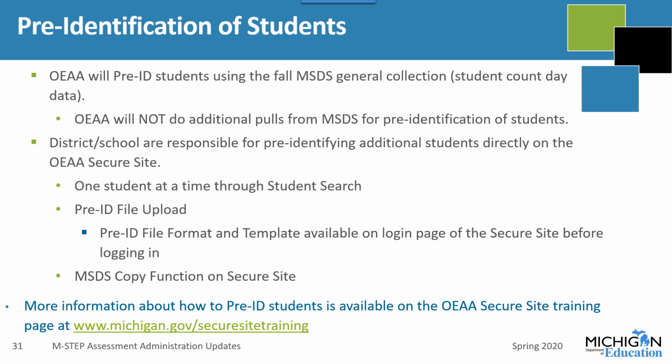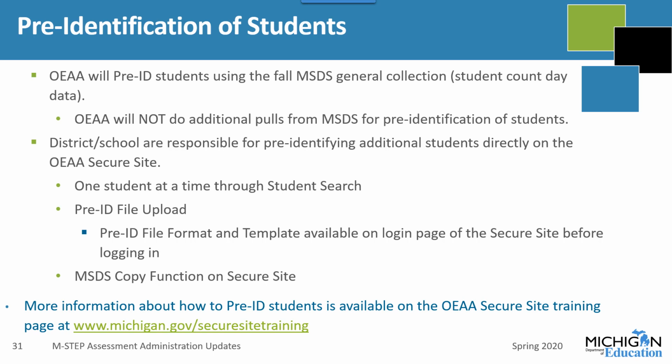Depending on the changes that you've had in enrollment and the accuracy of the MSDS General Collection data for your school or district, you can pre-ID students one at a time using the student search, or if you have a lot of students to add, you can follow the pre-ID file format and template to upload a lot of students. Or, if you are confident in the accuracy of the data in MSDS, you can use the MSDS copy function in the Secure Site.